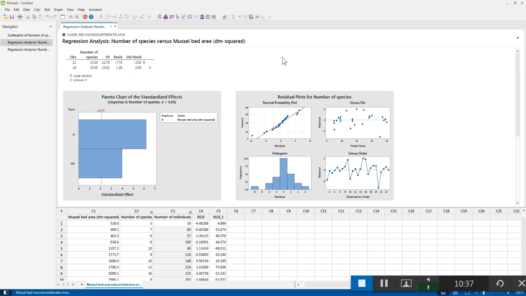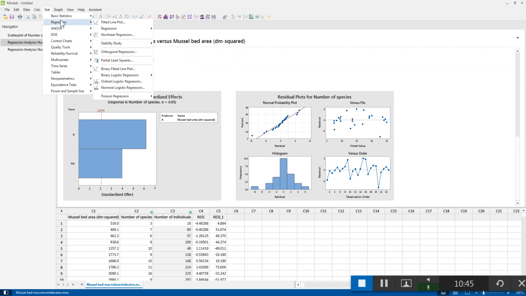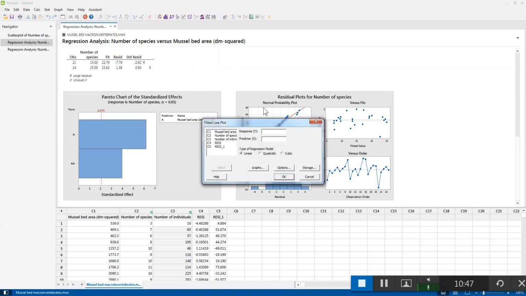Okay. Question is, could we do any better? At the moment, we're saying we put this quadratic term in. So let's look at that plot on a fitted line plot. Let's look what that line would look like. Let's do it for number of species, mussel bed area there, and let's put the quadratic term in.